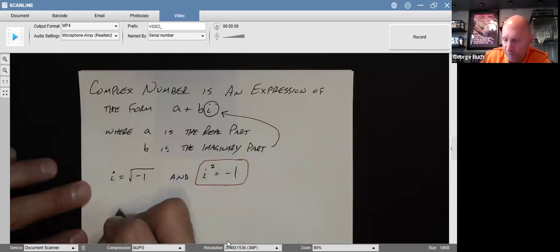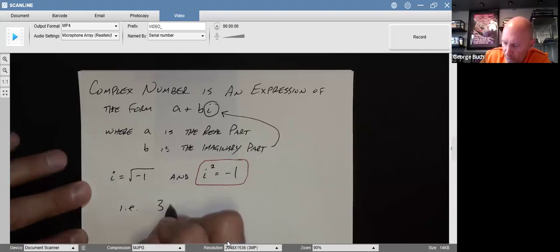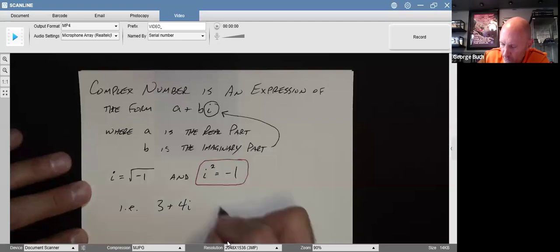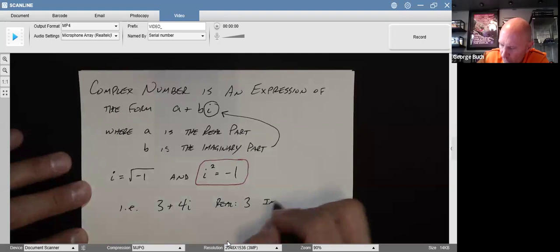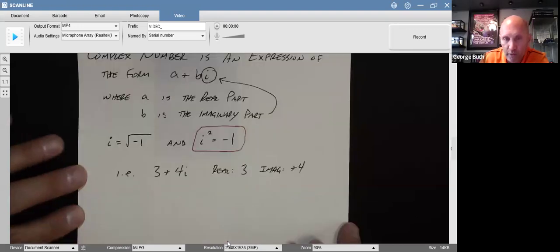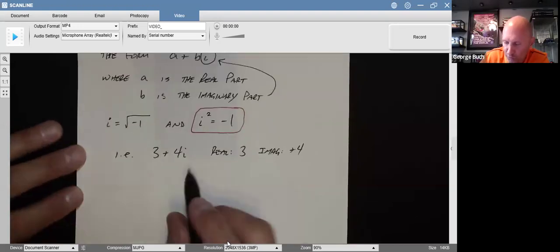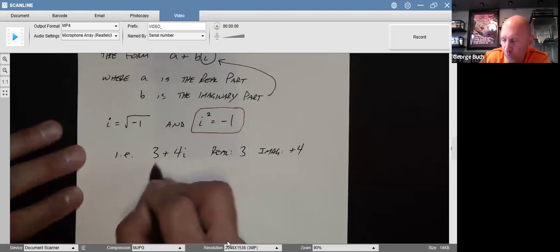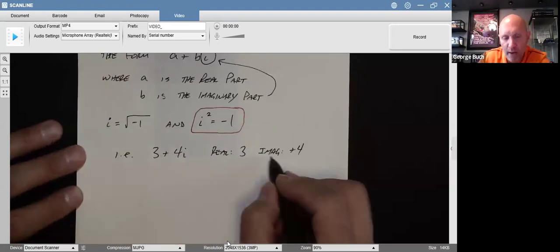So for example, what does this look like? We might have something like 3 plus 4i. The real part is 3. The imaginary part is positive 4. We don't include the i, it's just the number. If this was 3 minus 4i, the imaginary part would be -4.